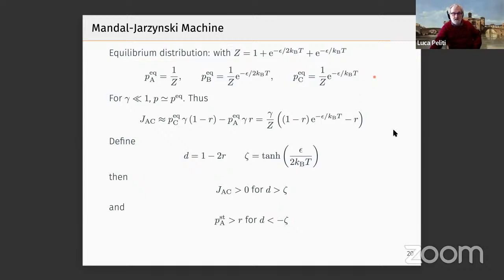Of course, you have to subtract the probability of the reverse transition, the reverse jump, and this is given by gamma times r, the probability of ones, times the probability of being in state A. So summing this up, you find that this current is obviously proportional to gamma, and then there is this normalization factor that is common to all the probabilities, and you have a 1 minus r times this Boltzmann factor, that is proportional to the probability of being in state C, minus r.